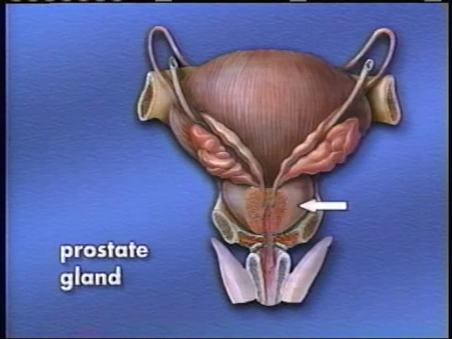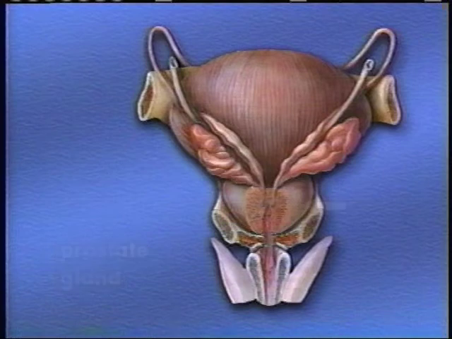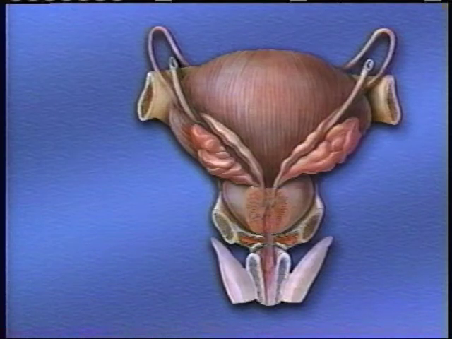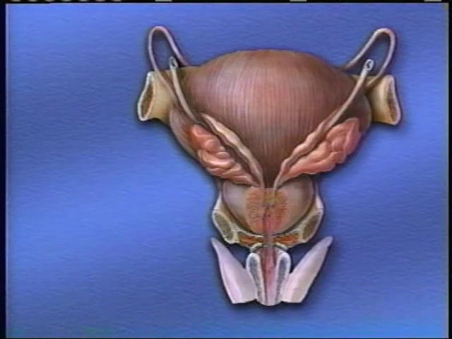The single prostate gland forms a donut-shaped ring around the prostatic urethra. Prostate secretions are milky, slightly acidic, and contain proteolytic enzymes which include a liquefying agent. Secretions of the prostate account for about 30% of the total volume of semen.